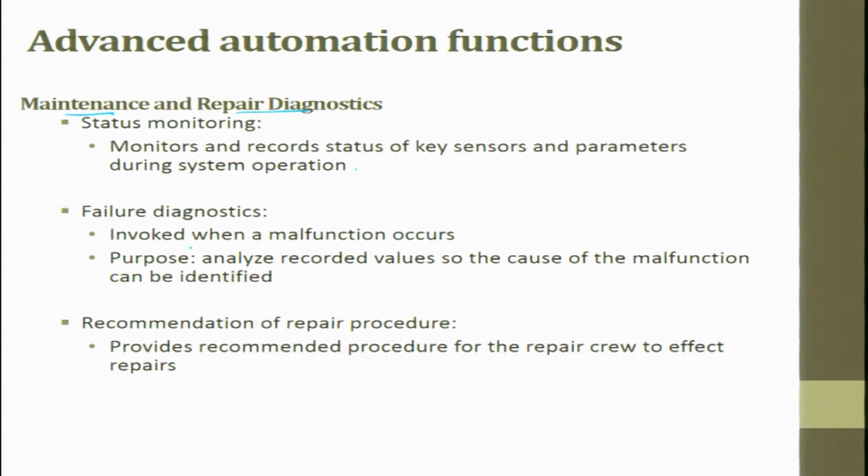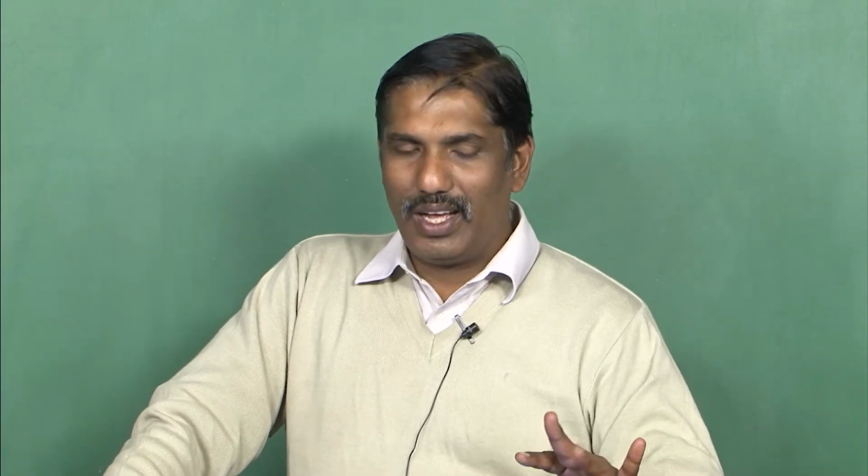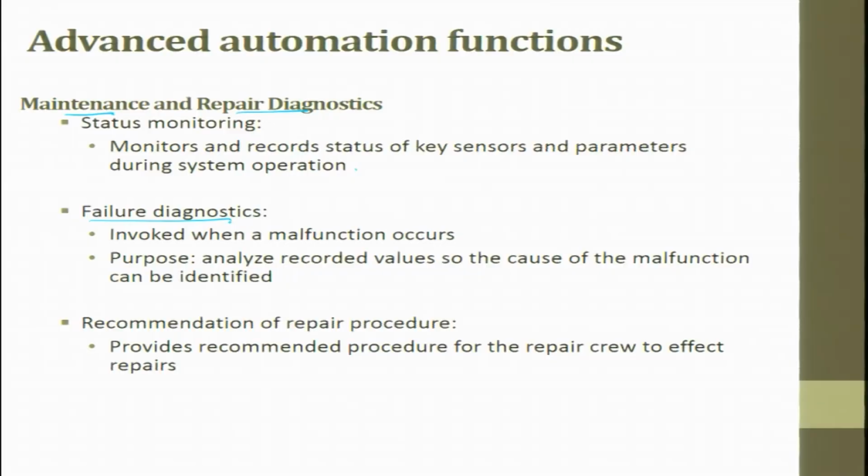Failure diagnostics is invoked when a malfunction occurs. For example, I was recently traveling in an auto. Today there is a sensor fixed to the auto tires. When there is a pressure difference or an imbalance in the vehicle, immediately the alarm is raised and the auto is shut down. The fuel to the engine is shut off and the auto stops. That is failure diagnostics. The moment there is a jerk or vibration or a pressure leak, it is invoked when a malfunction occurs. The purpose is to analyze recorded values so the cause of the malfunction can be identified immediately.